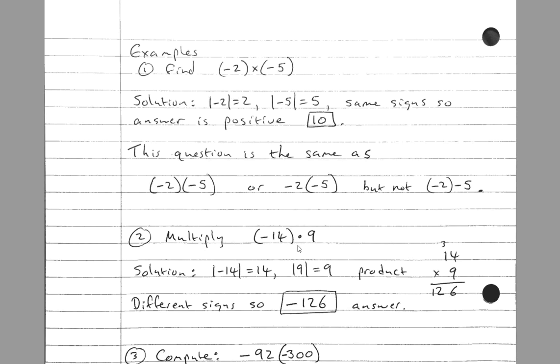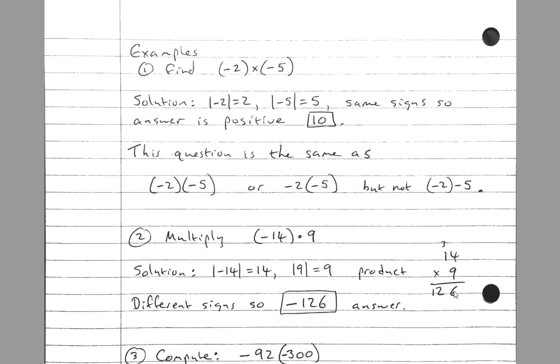Example 2. Another way to see multiplication is a dot up here. So this means negative 14 times 9. So multiply the absolute values. I can't do this in my head, so it's 14 times 9.